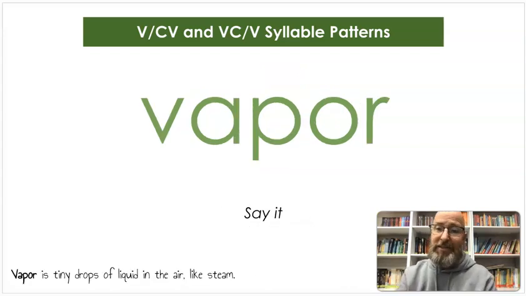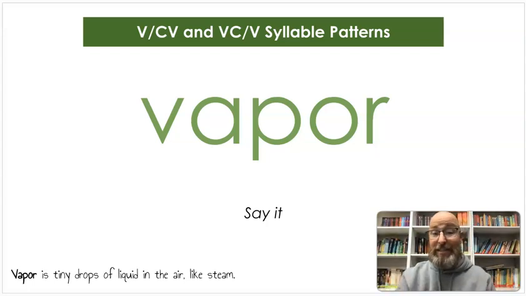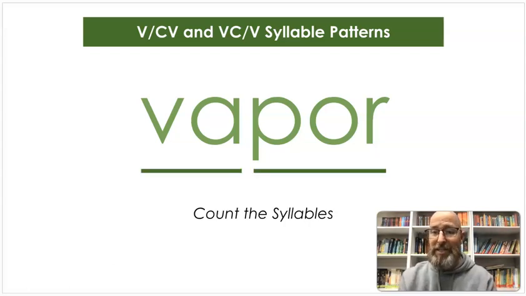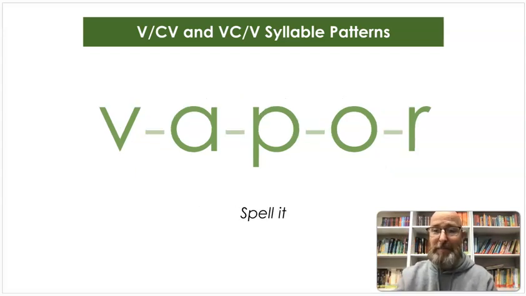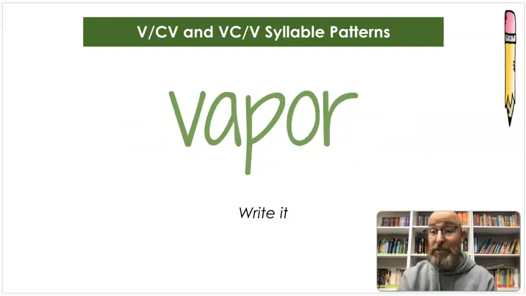The next word is vapor. Say vapor. Vapor is tiny drops of liquid in the air, like steam. Let's count the syllables. Vapor. Let's spell it. V-A-P-O-R. Vapor. And let's write it.